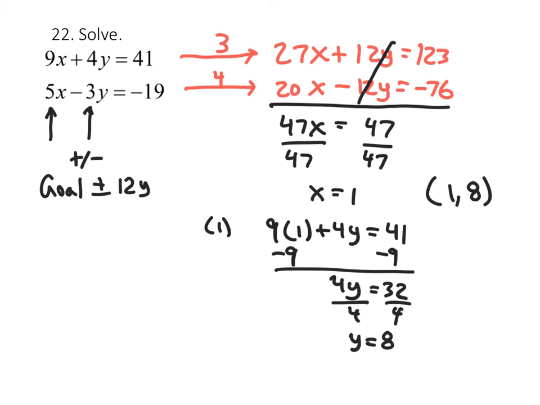If you have time on your exam, you really should check it in the other equation. And if you plugged it in here, 5 times 1 minus 3 times 8 does equal negative 19.